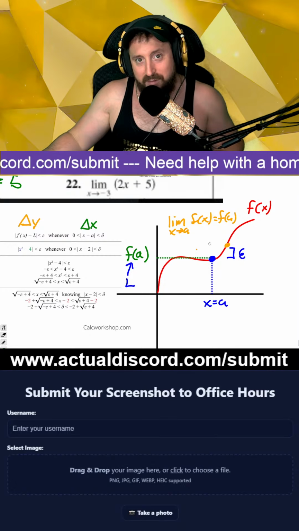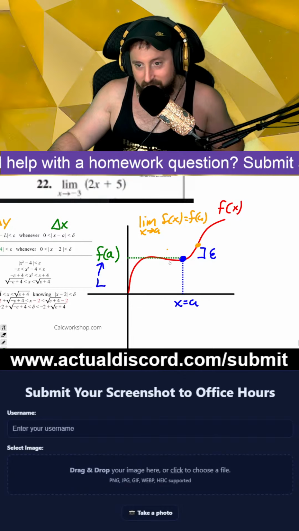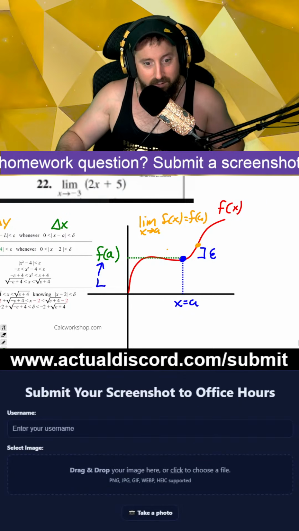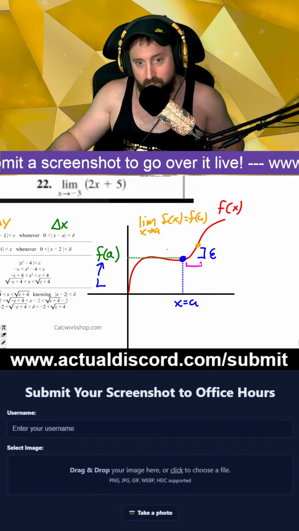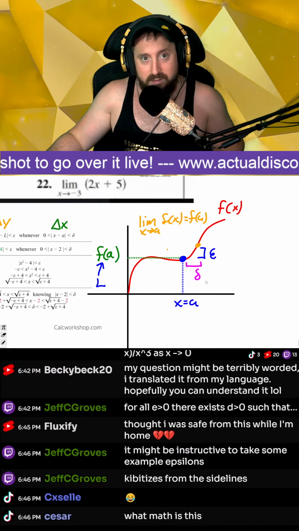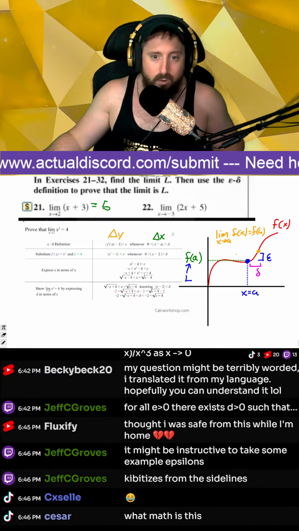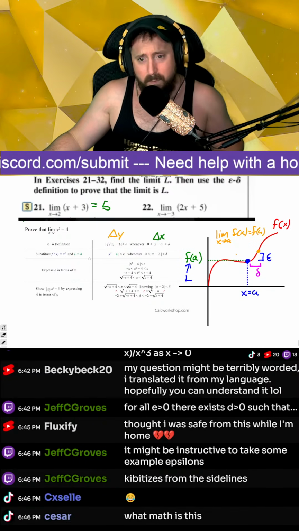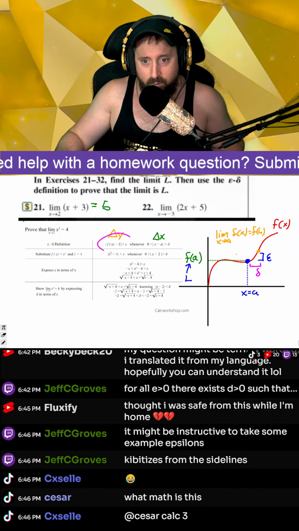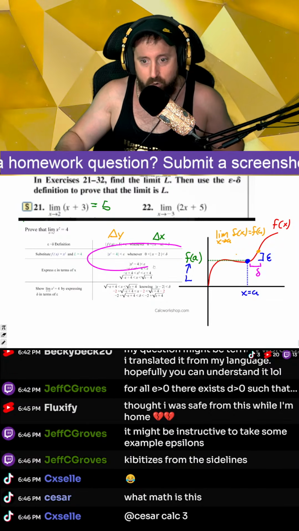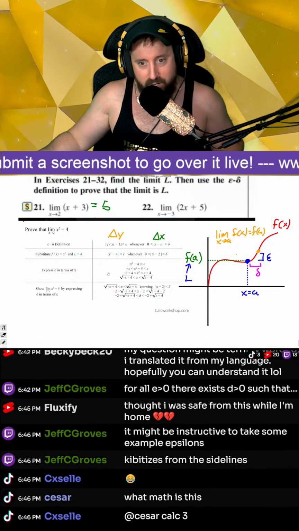It might be instructive to take some example epsilons. Okay. And then like this right here, this would be equal to delta. This is calculus. So how this proof works is we have to state this and then show that this is true. And then it's like for deltas between like what?